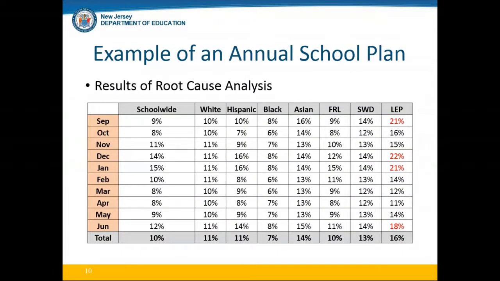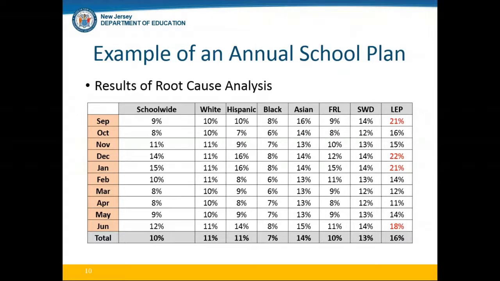Using the sample school data that we have used in previous modules, let's now develop the outline of a plan that this school might adopt. The table shown displays subgroup performance in chronic absenteeism, with the column headings displaying all of the subgroups, and the row headings displaying the months, with a total at the bottom of each column.